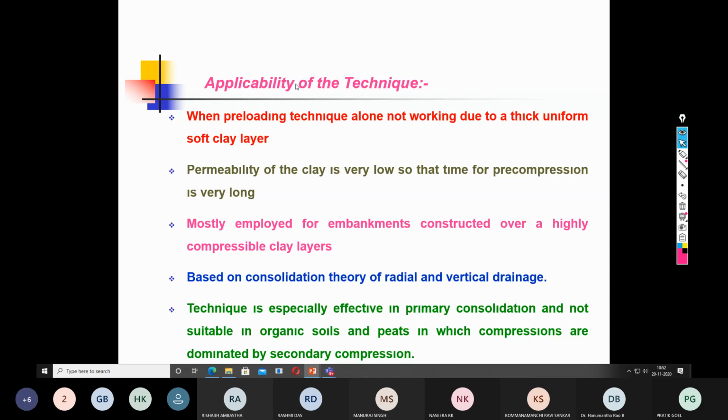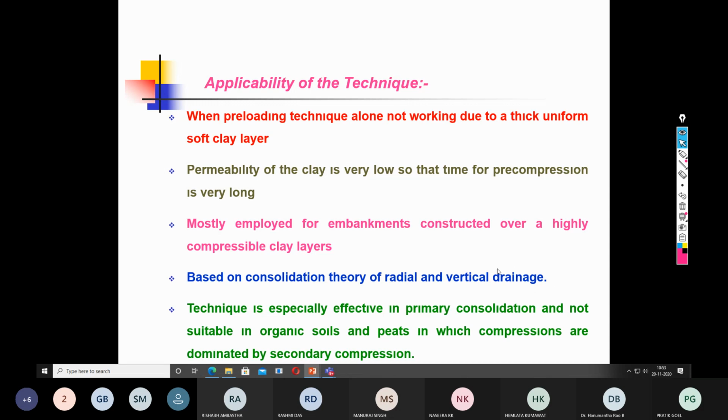These are some applicabilities of the sand drain. The sand drain is applied when free loading fails to accelerate the consolidation. But free loading normally fails for a thick stratum. For a thick stratum, sand drain technology is very useful. The permeability of the clay is very low, so the time for pre-compression is very long. Because of this reason we go for the sand drain technology. It is mostly employed for embankments constructed over highly compressible clay soils, based on consolidation theory of radial and vertical drainage.